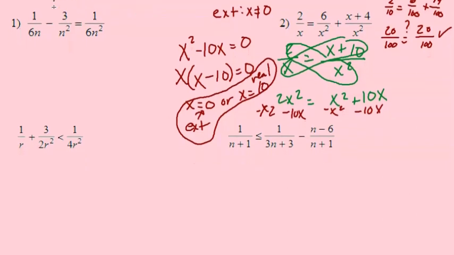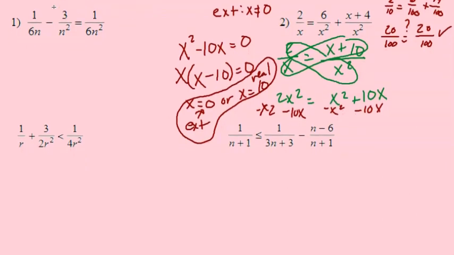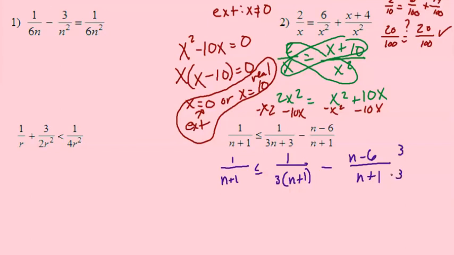Let's look at another one. Let's look at this one. We have 1 over n plus 1 is less than or equal to 1 over 3n plus 3 minus 6, n minus 6 over n plus 1. Well, 3n plus 3 can be factored to have 3 parentheses n plus 1. To get the same thing for this one, we're just going to multiply these by 3. And then, of course, these by 1.